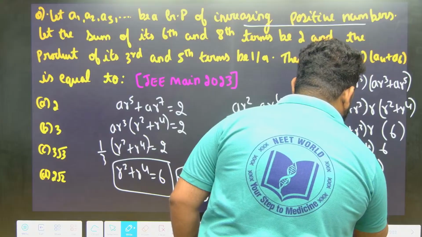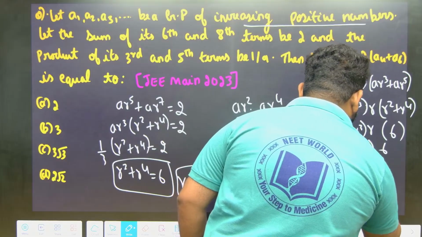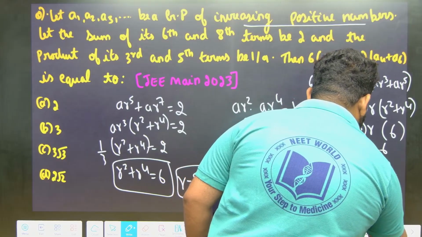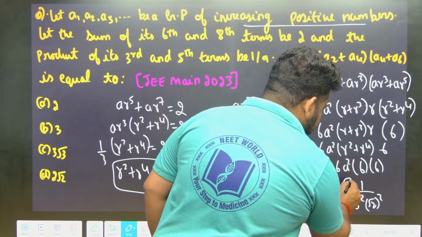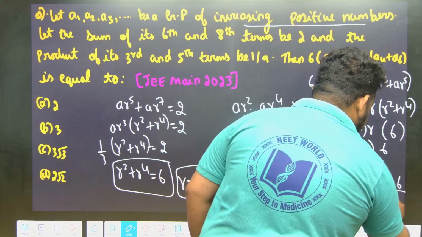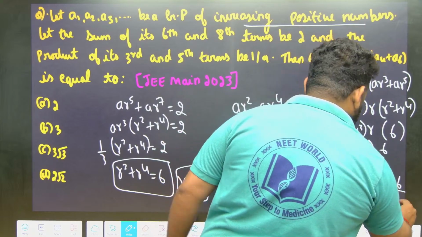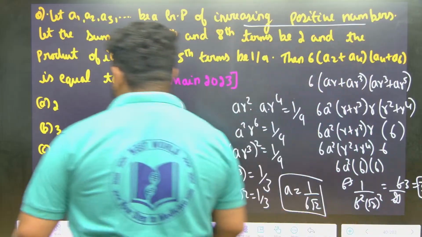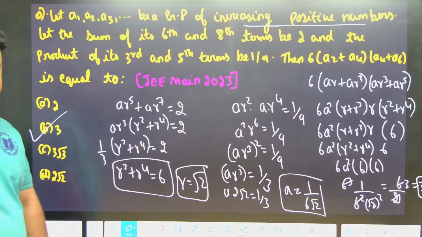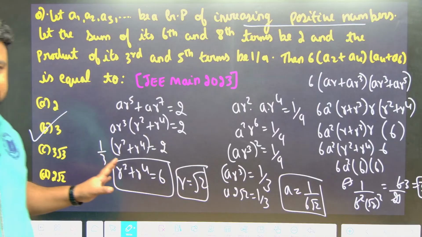So this will become what? 6 cube by a square is what? 1 by 6 square into root 2 square. So 6 square cancels. I will have 6 divided by root 2 square, which means 2 ones are 2, 2 threes are 6. So the value will be 3. So the answer will be 3. That is option B is the right answer, friends. Clear? This is how you can solve this question.